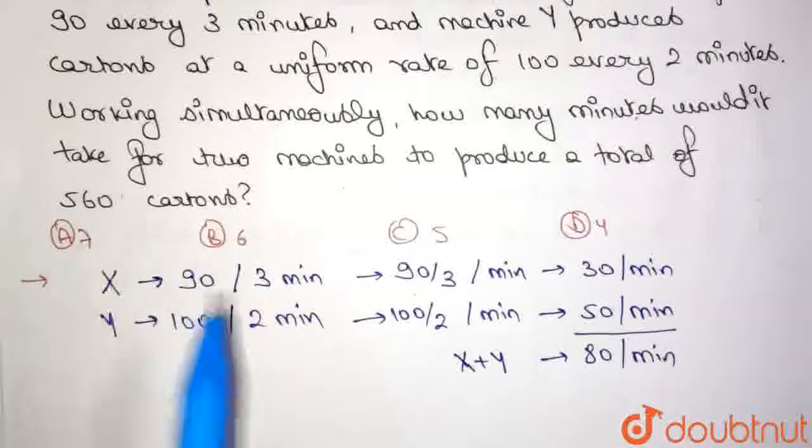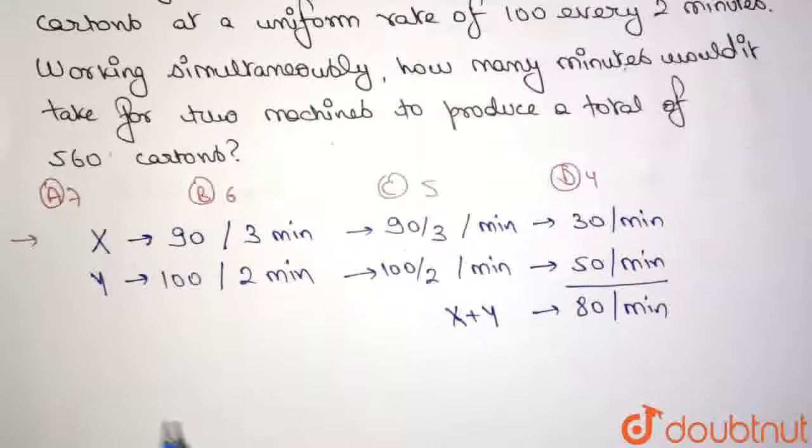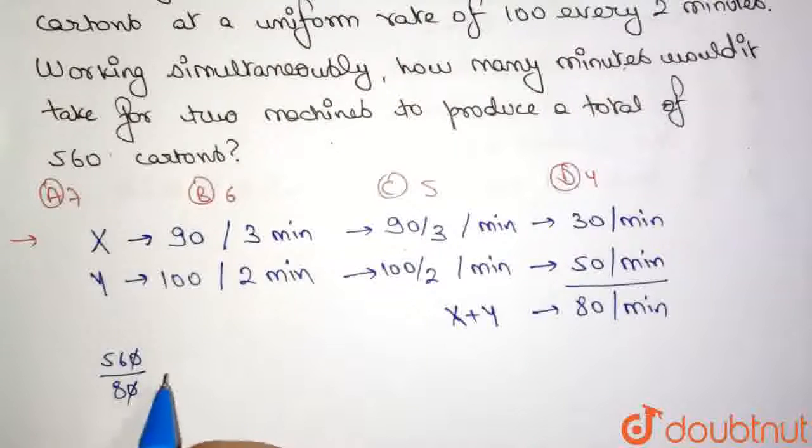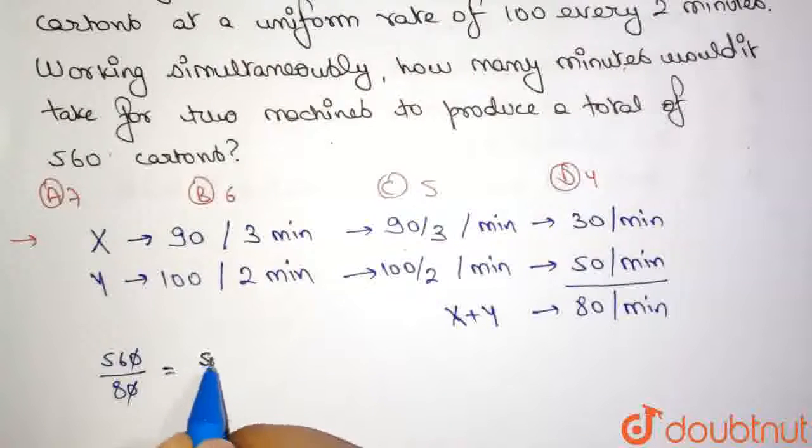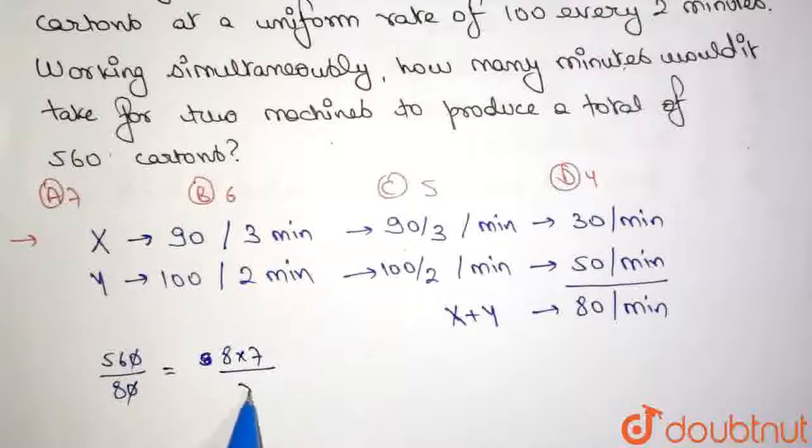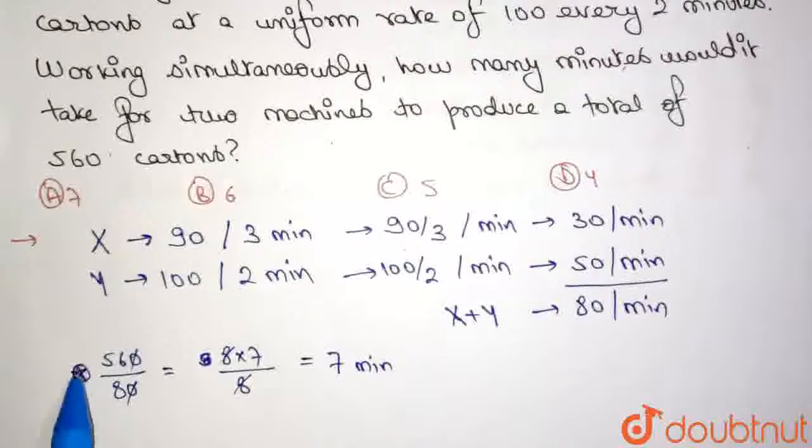So if I divide 560 by 80, I'm going to get the number of minutes in which we can achieve the target. So it's going to be 560 divided by 80. 0 and 0 cancel out. And we know that 8 sevens are 56. So 8 times 7 is 56. So we can write this as 8 into 7 upon 8, right? Because 8 times 7 is 56. So 8 and 8 cancel out, and what remains is simply 7 minutes. So we can see that the target can be achieved in 7 minutes.